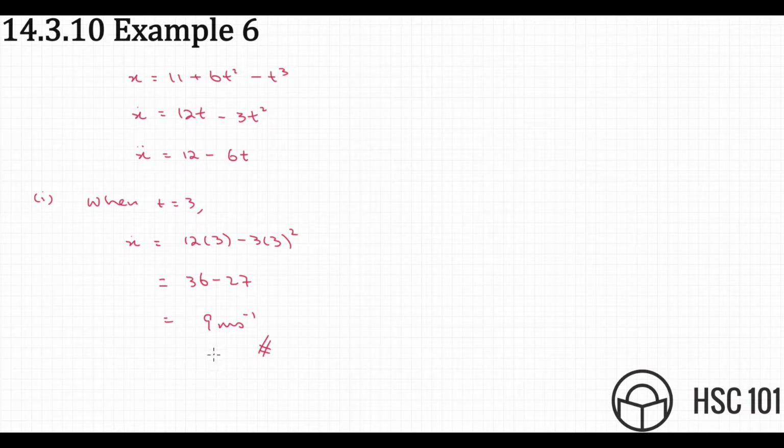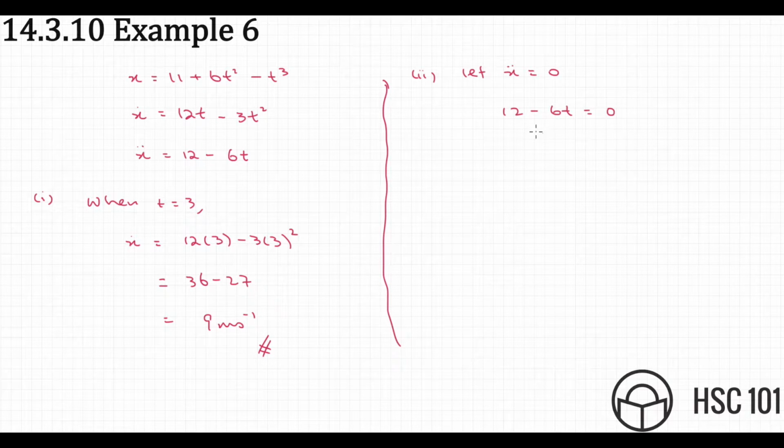Then in part 2, we want to find the velocity of P when the acceleration is equal to 0. So let's find out when the acceleration is equal to 0 first. If I let x double dot, which is acceleration, equal 0, acceleration is given by 12 minus 6t. So if I solve 12 minus 6t equals 0, it's quite obvious that t is just going to be 2 in this case. So we know that acceleration is 0 when t equals 2.